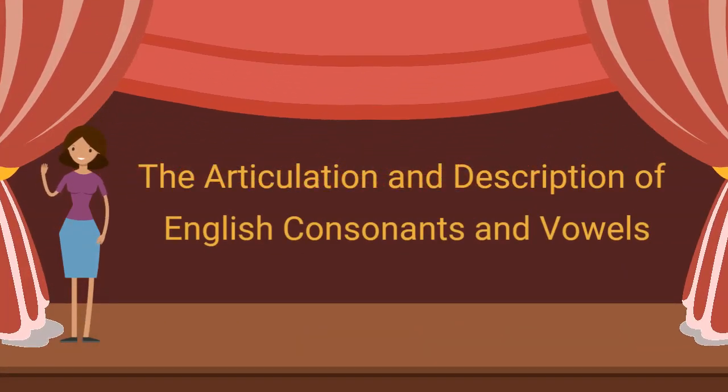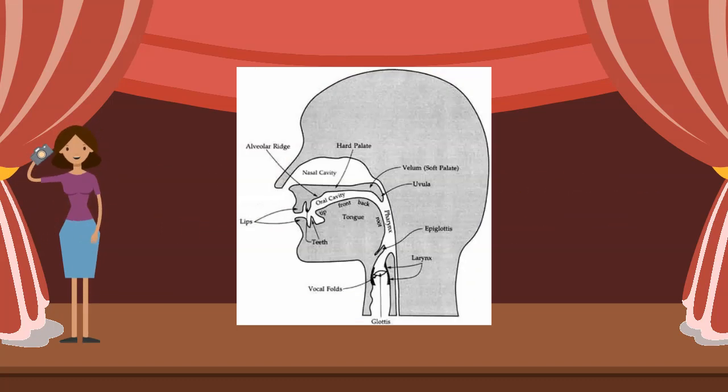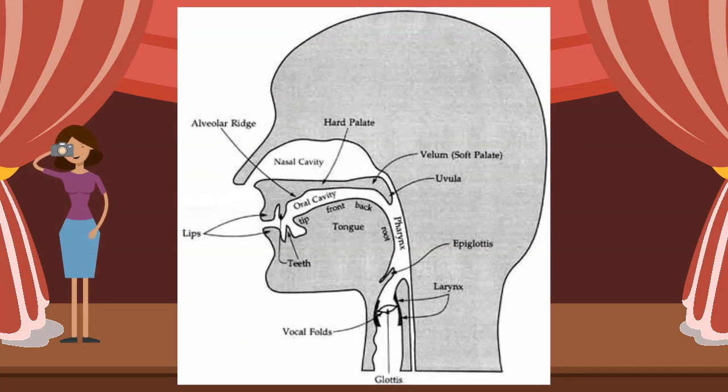Hi, in this video, you are going to see how we can describe consonants and vowels. So the topic is the articulation and description of English consonants and vowels. Before moving on to details, I just want you to see the terminology of these articulators, which we are using for producing the sounds. Please be familiar with these terms.